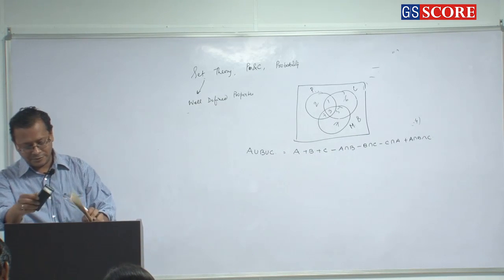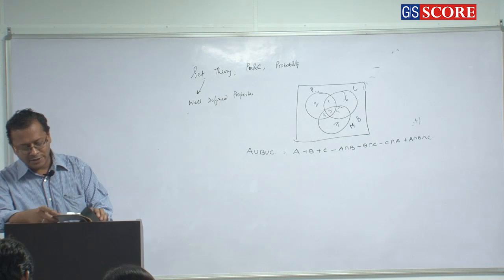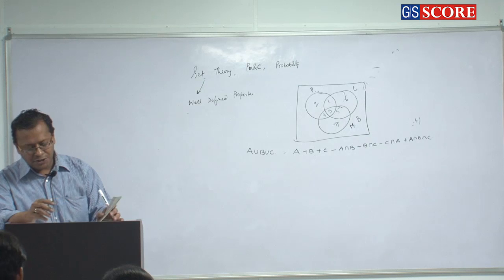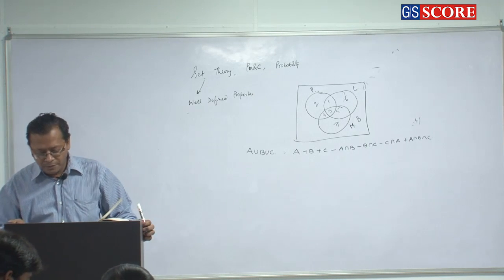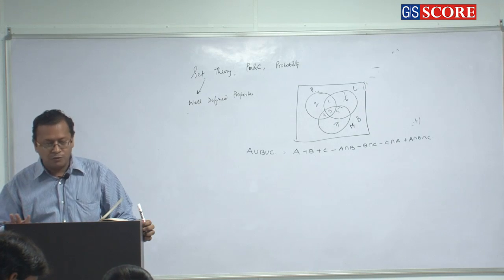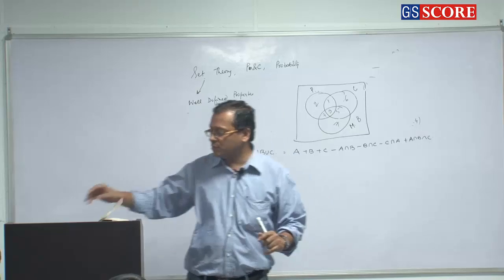Okay. So now what you can do is try question number 2 to 5. If you have got the paper with you, please try question number 2 to 5, but try it from the Venn diagram point of view.